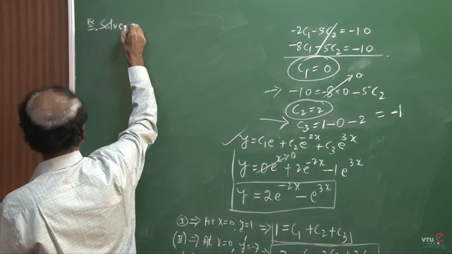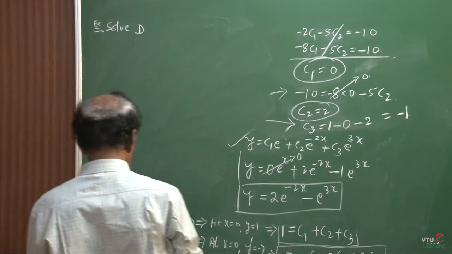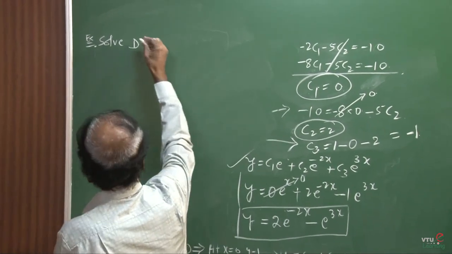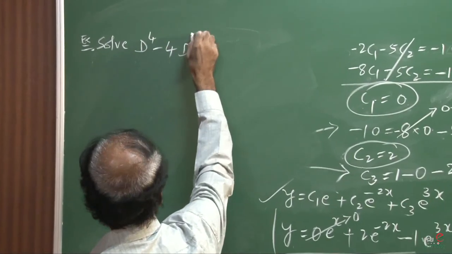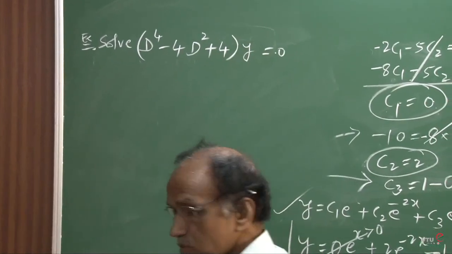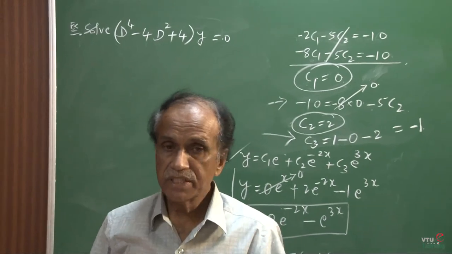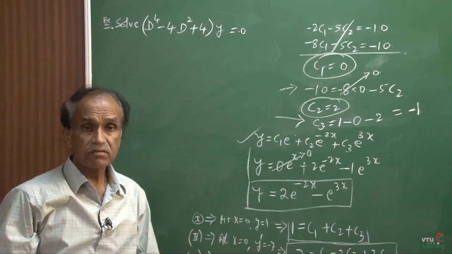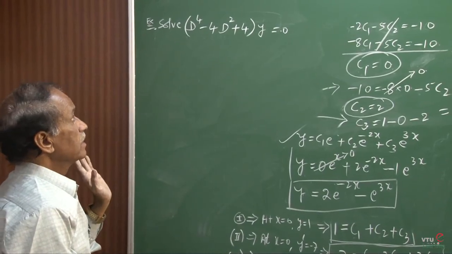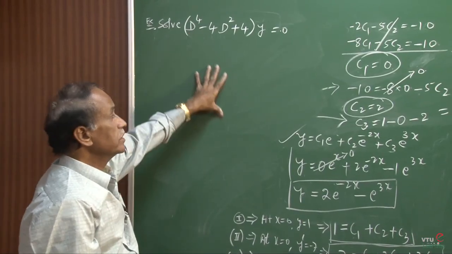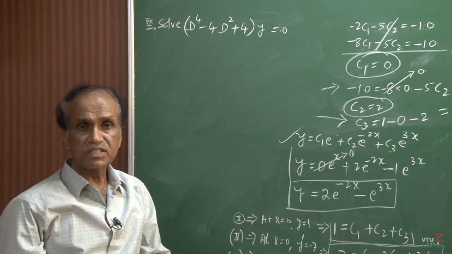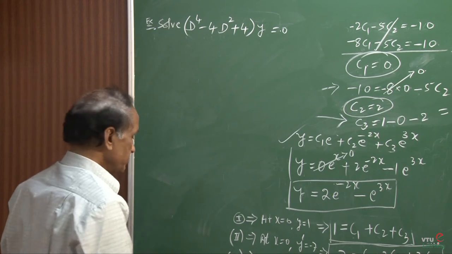Solve D to the power of 4 minus 4 times D squared plus 4, operating on y, equal to 0. This is without initial conditions. But you have a problem with only three terms with a fourth degree derivative. By the trial and verification method, you can take one root. If it doesn't come, then somehow you can think of another rearrangement.